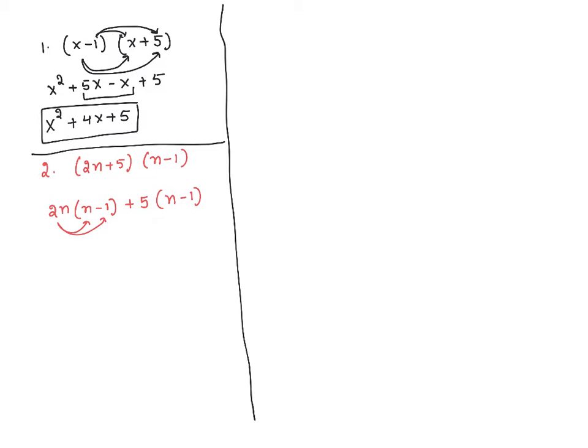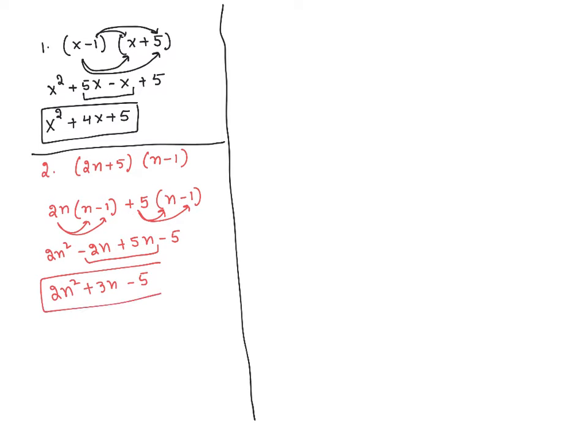Distribute the 2 inside. You got 2n squared minus 2n. 5 inside, you got 5n minus 5. Combine the like terms. You got 2n squared plus 3n minus 5.